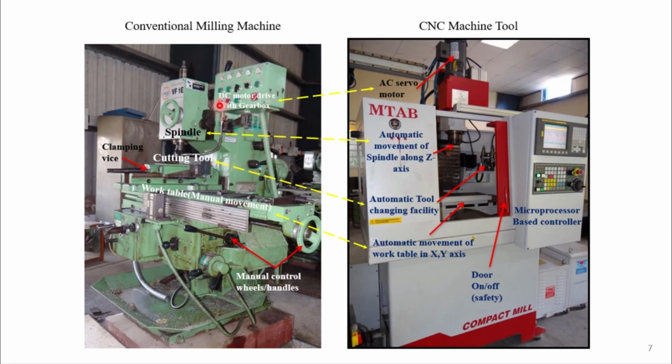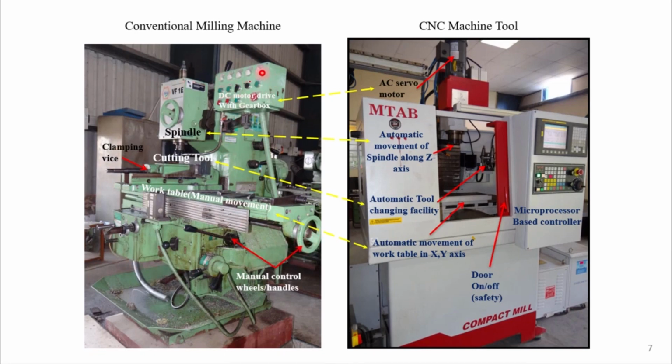So by changing the gearbox settings you can have a variety of cutting speeds. The work table is manually controlled. The tool movement is also manually controlled. The manual control wheels you can see on the screen. It is a complete manual control machine tool.